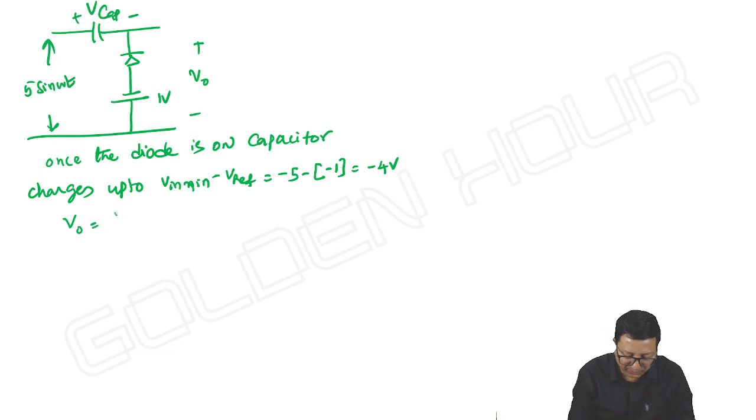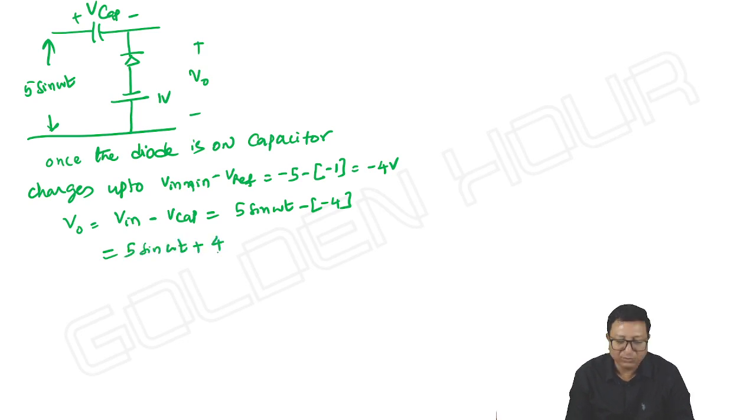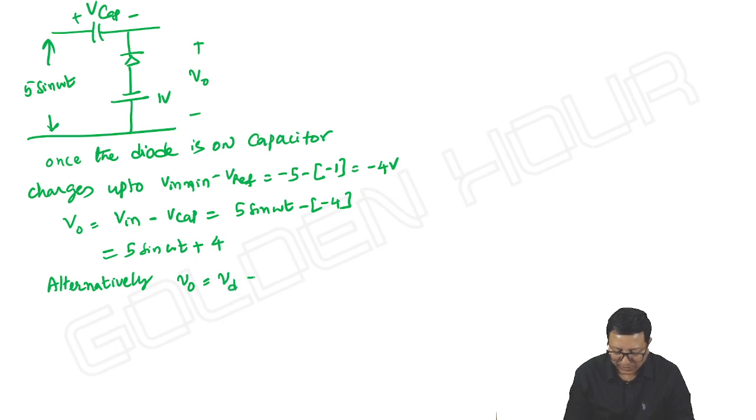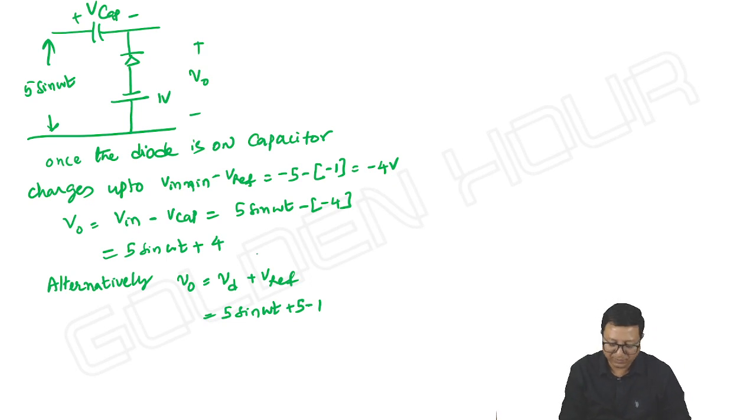So that the output is equal to input minus V capacitor. It is 5 sin omega t minus of minus 4. So the final answer is 5 sin omega t plus 4. Or alternatively, V output is equal to Vd plus V reference. What is our Vd? It is 5 sin omega t plus 5 and V reference is minus 1. Ultimately the same answer we are getting.